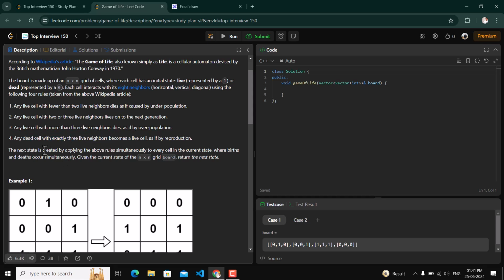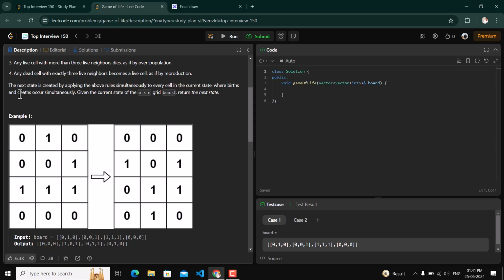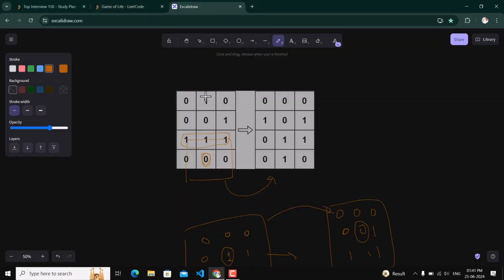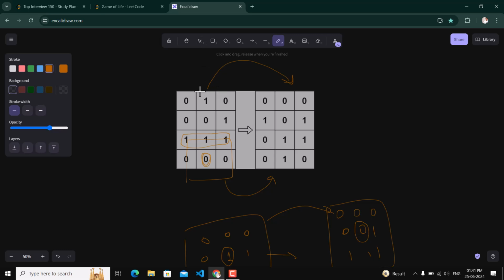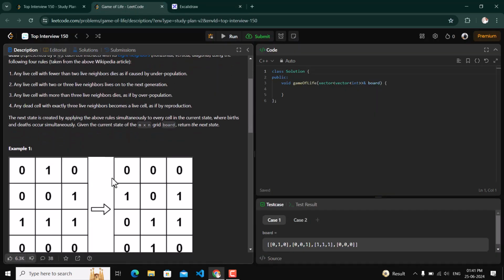Now what is next given in this question is that the next stage is created by applying the above rules simultaneously. We are moving from this stage to this stage by applying all these rules simultaneously to every cell in the current stage, when birth and death occur simultaneously. We are given the initial stage, and we have to return the next stage by applying those four rules to each and every cell of this m cross n matrix. So basically we have understood the question.